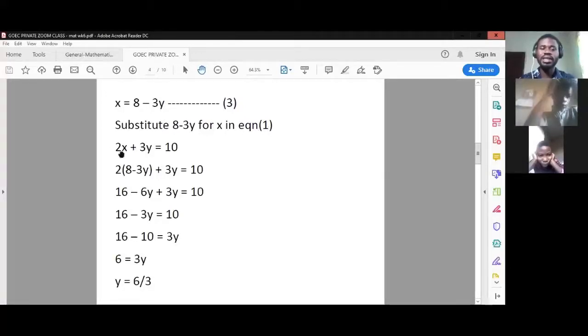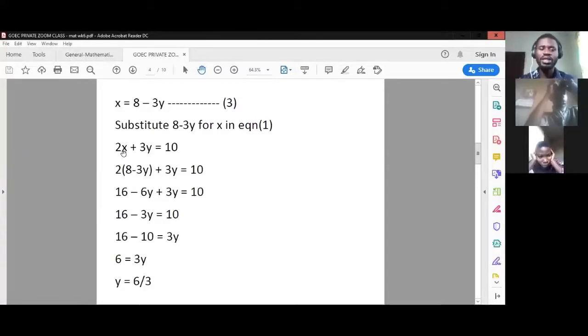Equation 1 says that 2x plus 3y equals 10. That is what equation 1 states. So anywhere we find x in this equation 1, what are we going to put? We are going to put 8 minus 3y. That is the meaning of substitution. You are putting 8 minus 3y in place of x. In football, when a player is tired or wounded, you substitute. That player comes out, and another person enters and takes his place on the pitch. That is exactly what is happening.